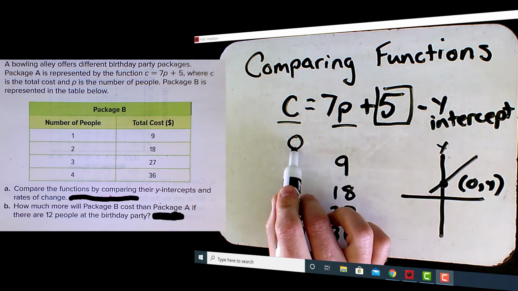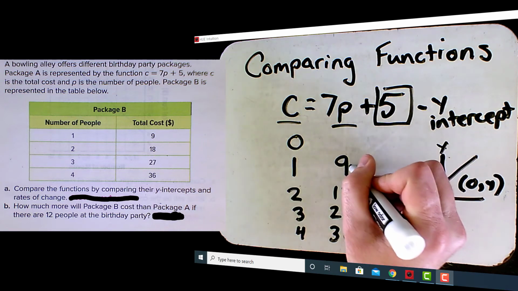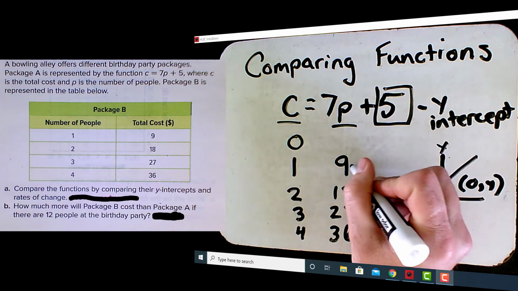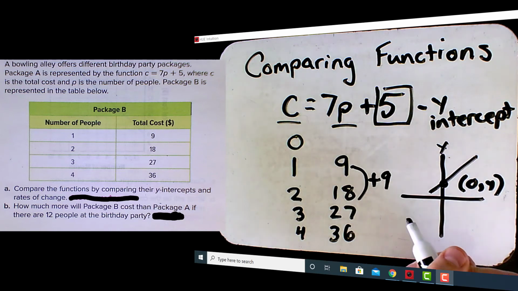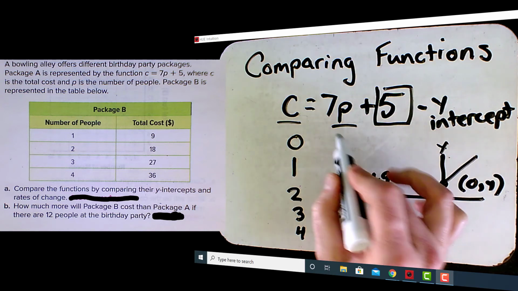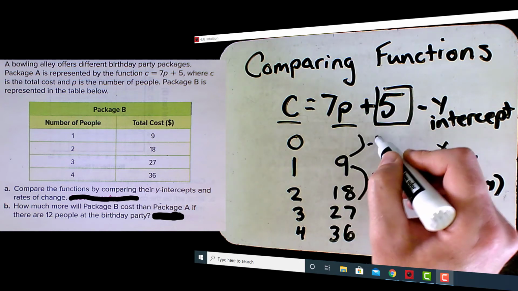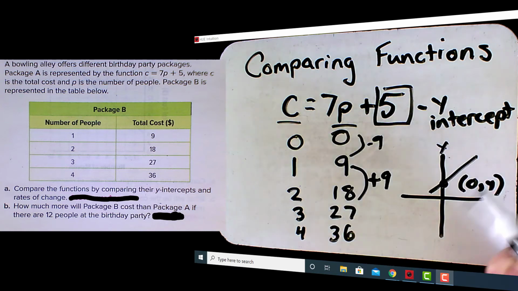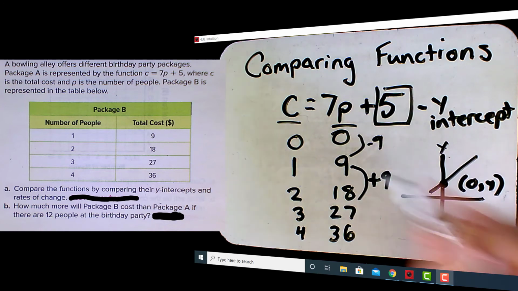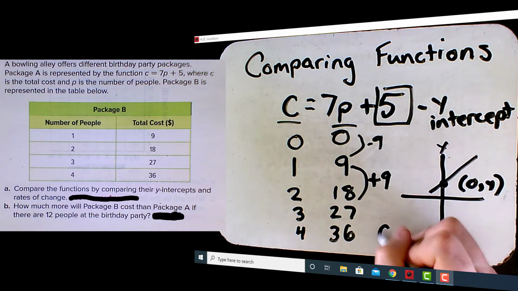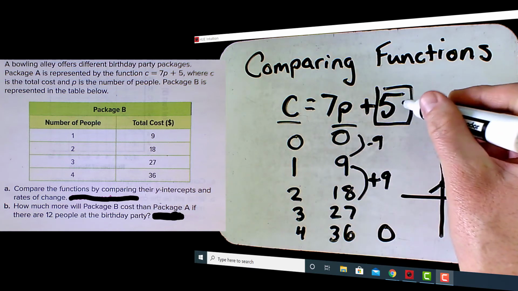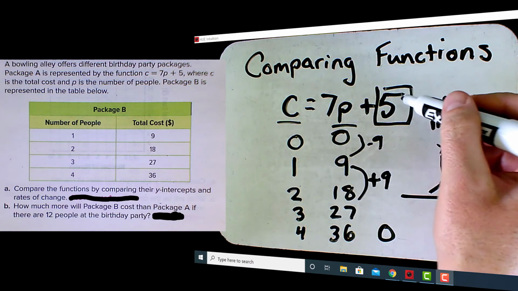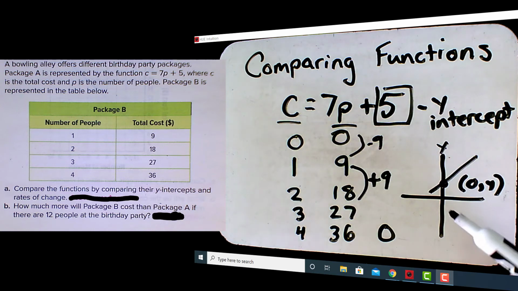So at 0, well, let's see. Here I was going from 1 to 2, 2 to 3. So each time I was increasing by 9. So that means if I want to go up here to where 0 was, I would decrease by 9, and that would get me 0 as well. So my y-intercept on my table is going to be 0. So my first function for the first package of bowling is going to be a y-intercept of 5, and my second bowling package, it's going to be a y-intercept of 0.